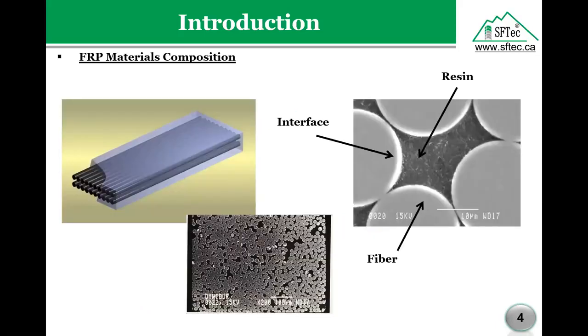So FRP material composition, it's simple. As we can see here, it's basically the fiber and resin, which is a polymer. And also we have an interface between them, and they are connected together and put together through a process of pultrusion. So what you are seeing here is a microscopic view of an FRP bar.